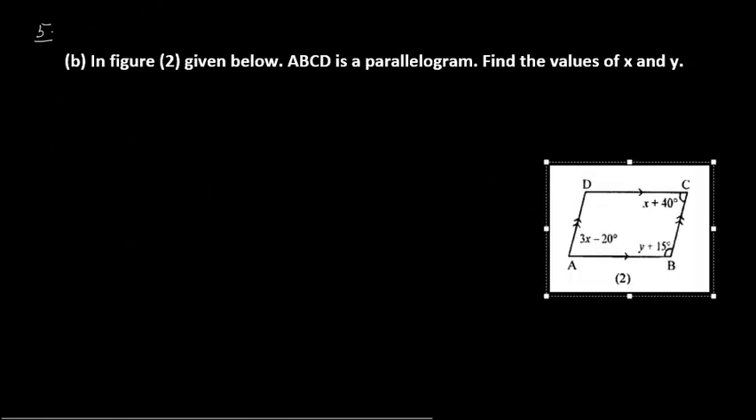In the fifth problem, we have three parts. So first we have seen. Second, again ABCD is a parallelogram. We have to find the value of x and y.